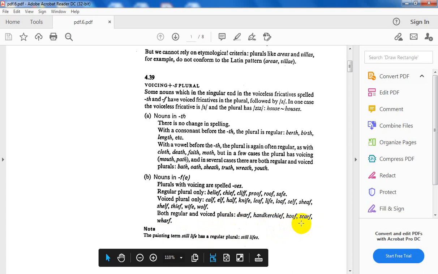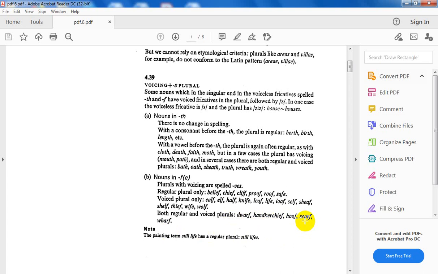What are they? Dwarf, handkerchief, hoof, scarf, wolf. For example, scarf, either adding s, scarfs, the f stays a voiceless f. Again I can say scarves, becomes ves.